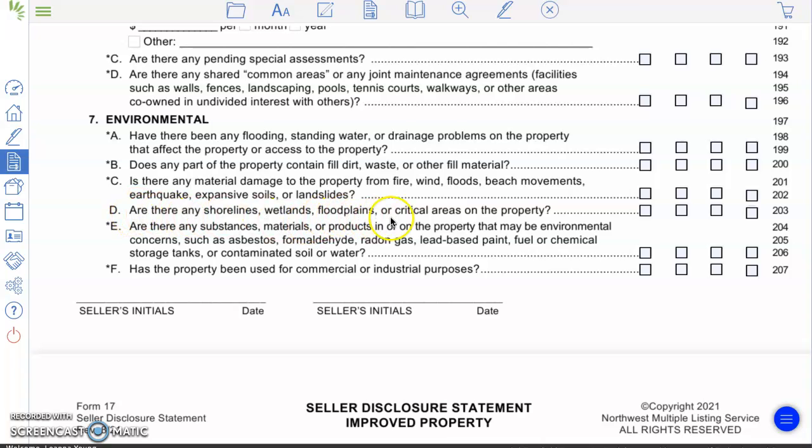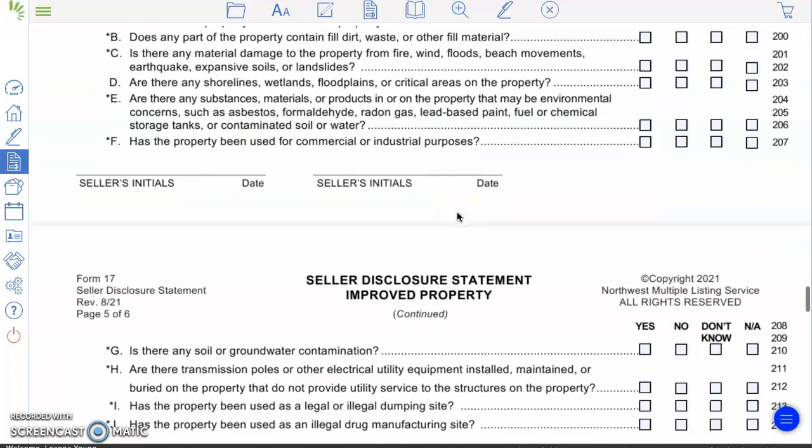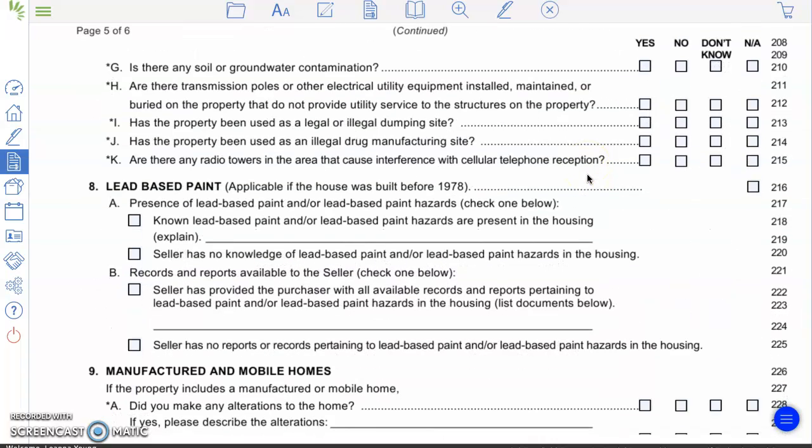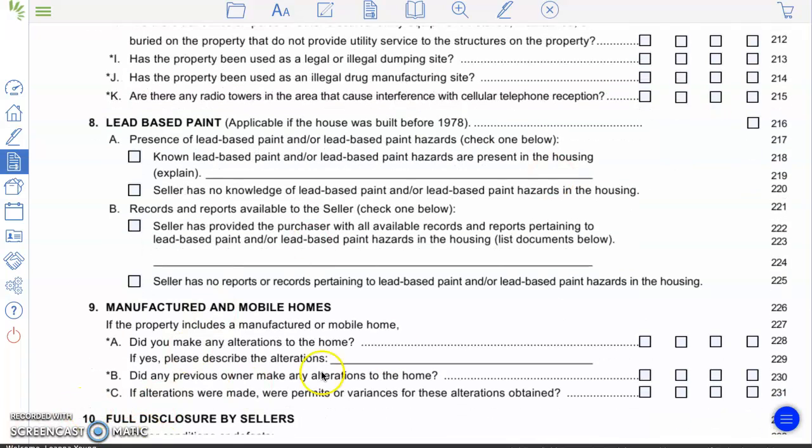Any shorelines, wetlands, floodplains, or critical areas on the property? So if you know you live by a river and you're in a floodplain, you would just say yes. Are there any substances, materials, or products in the property that may be environmental concerns, such as asbestos, formaldehyde? So you just want to disclose if you know that there are those issues with your property. You just want to hit yes. Has it been used for commercial or industrial purposes? Is there any soil or groundwater contamination? Are there any transmission poles or other electrical utility equipment installed, maintained, or buried on the property? So this is all just pretty straightforward here.